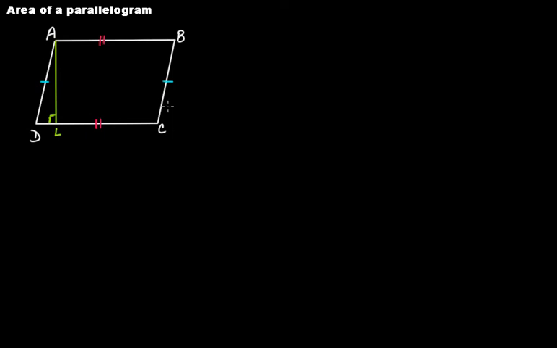In this figure, we have a perpendicular drawn from vertex A on the side, or in this case we'll say the base. Okay, this is the base in this case. So CD is the base, and from this vertex A we have drawn a perpendicular on this base CD.